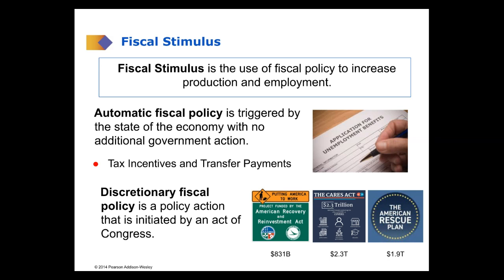These are actions initiated by Congress. This is what the American Rescue Plan was, the $1.9 trillion bill passed in 2021. This is what the CARES Act, the $2.3 trillion stimulus package passed in 2020. The American Rescue Plan and the CARES Act were designed to stimulate the economy to deal with the effects of the coronavirus pandemic. And then the $831 billion we spent in 2009, this was the American Recovery and Reinvestment Act after the financial crisis of 2008 and 2009. So these are examples of discretionary fiscal policies, specific actions done by Congress on a discretionary basis. They could have done them or not done them. They chose, in these cases, to do them, which is different than the automatic fiscal policy.